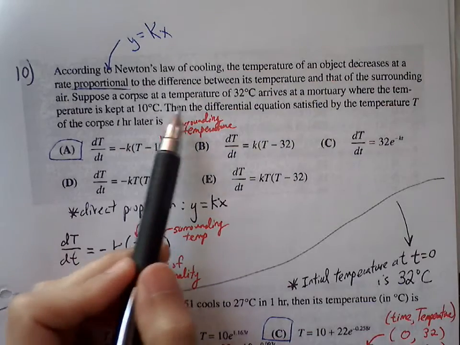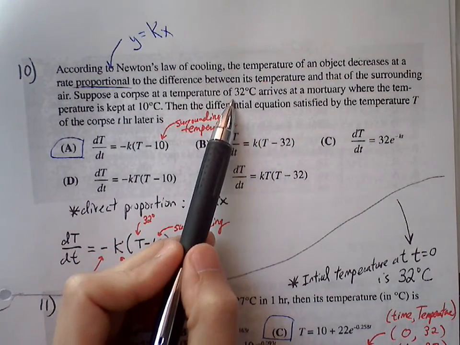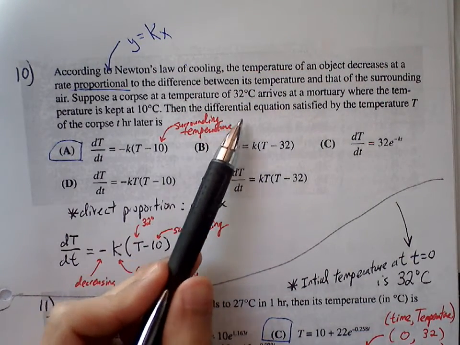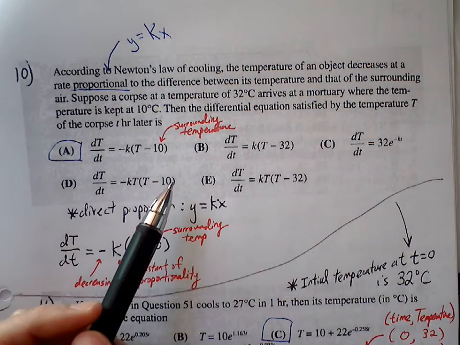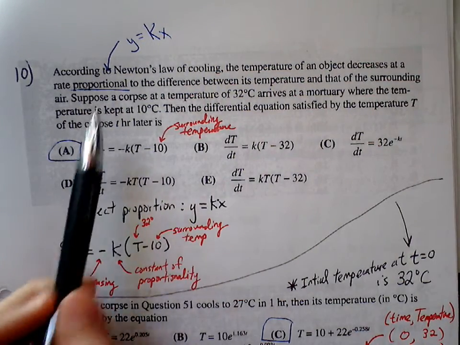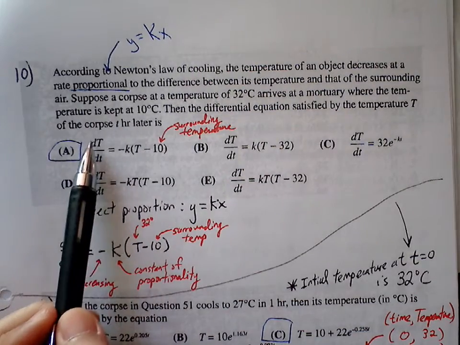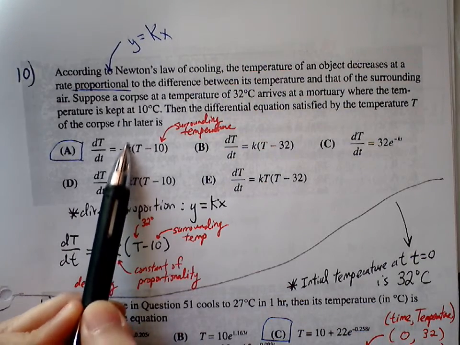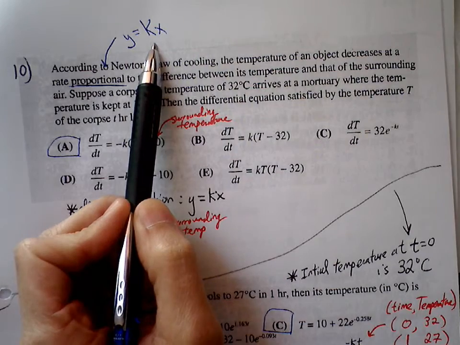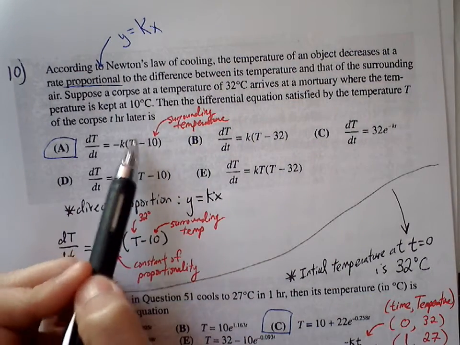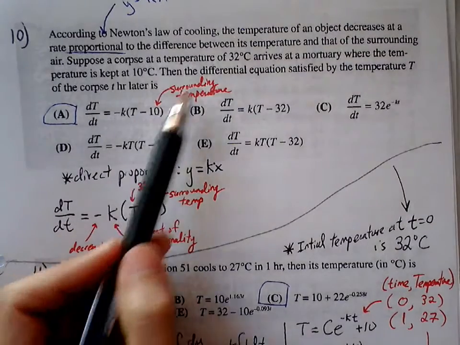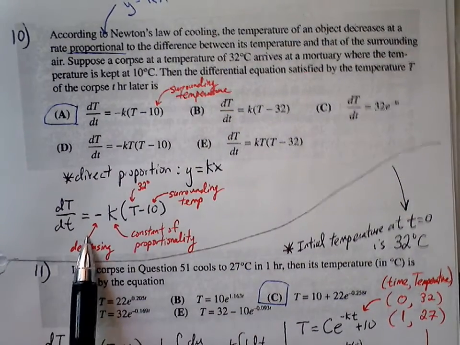Okay, so suppose the corpse at temperature 32 degrees Celsius arrives at a mortuary where the temperature is kept at 10 degrees Celsius. Then the differential equation satisfied by the temperature T, t hours later, is... so we know we're trying to create a differential equation, so it's going to be dT over dt. We know that we have k involved because we're finding proportionality here. And then the difference from the surrounding temperature, so T minus 10. And also we know that the temperature is decreasing, so the negative is going to be out in front here.